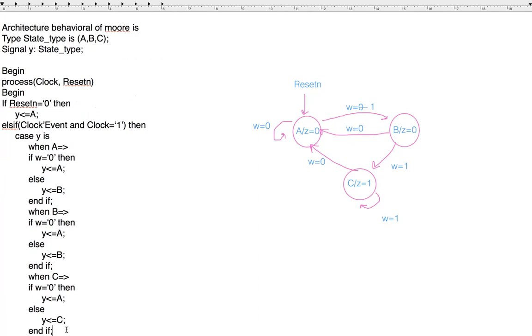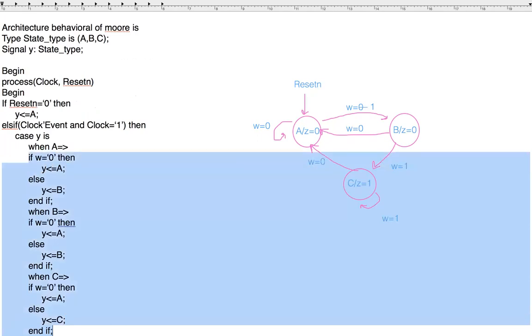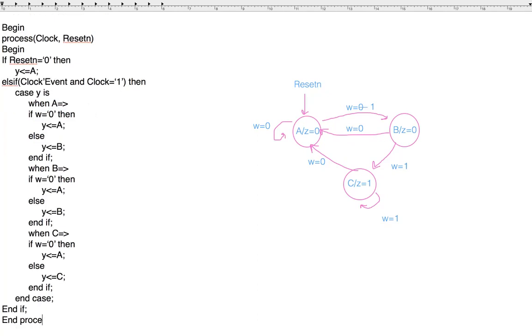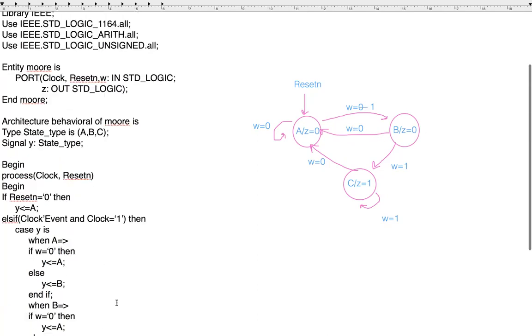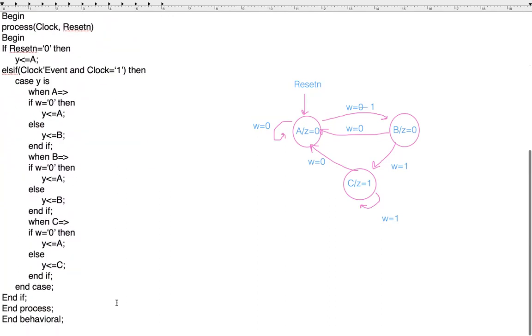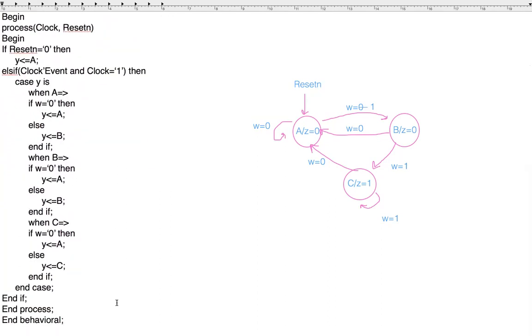Okay, we ended all these ifs here, then we have to end the case. Then we have to end this if statement here, this large one we're in. Then we have to end the process. Then we're going to end the behavioral. Okay, now we got all that done with, and that was our code.